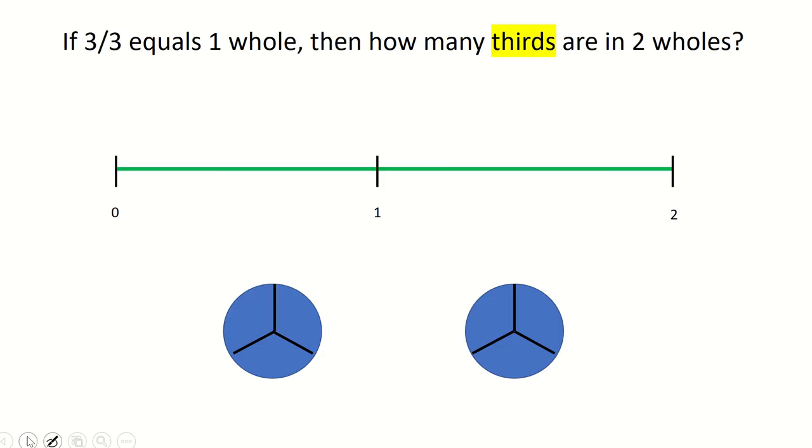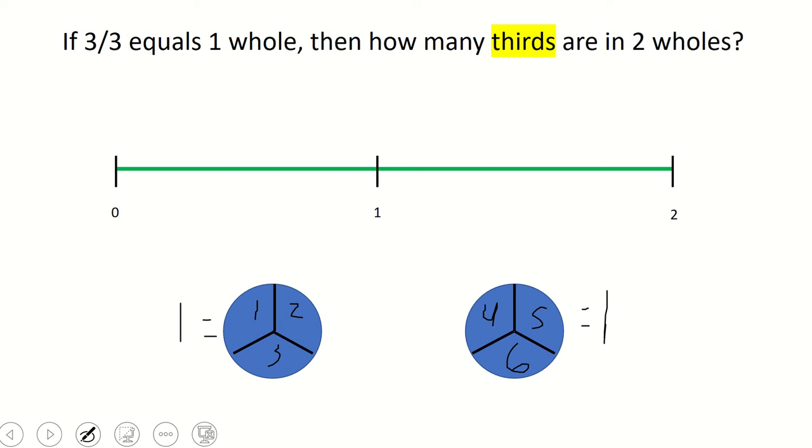Okay, so if I'm looking at this, it says if 3/3 equals 1 whole, then how many thirds are in 2 wholes? So if we look at our circles, it's pretty easy to figure it out. So 3/3 is equal to 1 whole. And same thing here, 3/3 is equal to 1 whole. So how many thirds are in 2 wholes? Well, if we have our picture, we can just count. We've got 1, 2, 3, 4, 5, 6 thirds is equal to 2 wholes.